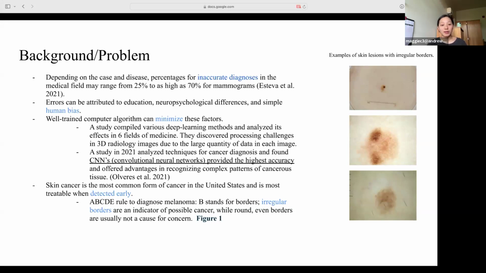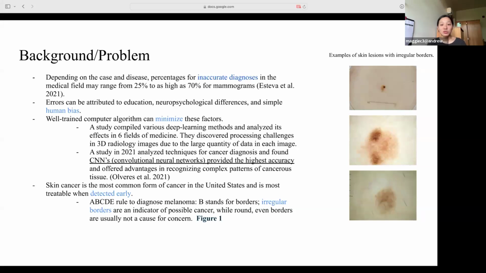A study compiled various deep learning methods and analyzed its effects in 6 fields of medicine. They discovered processing challenges in the 3D radiology images, but they still found that the algorithms were more effective than humans. In a study in 2021, they analyzed techniques for cancer diagnosis and found CNNs provided the highest accuracy and offered advantages in recognizing complex patterns of cancerous tissue.